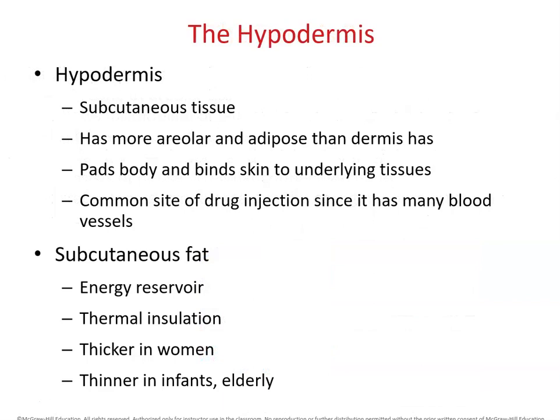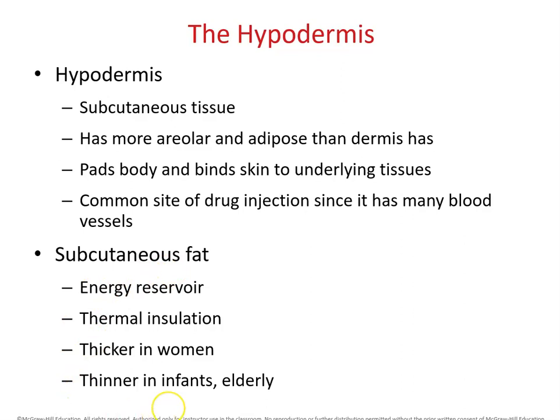So, epidermis, close to the surface. Dermis, next layer down. One layer down from the dermis is the hypodermis. Hypo means lower, so hypodermis, below the dermis. This is the subcutaneous tissue. It has more adipose or fat tissue than the dermis did. This provides padding. It's a place where the skin can bind together with the underlying tissues. This is also where we give many medications because of its proximity to blood vessels.